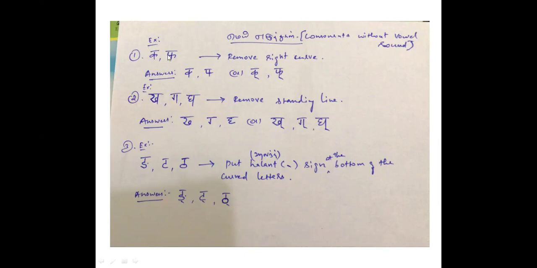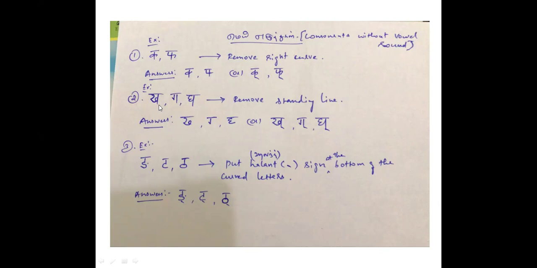The first example, you have to remove the right curve. So this vyanjan, this consonant, now lost its vowel sound. Now it is pronounced as ik. This fa is pronounced as if. Okay, these are called half letters.